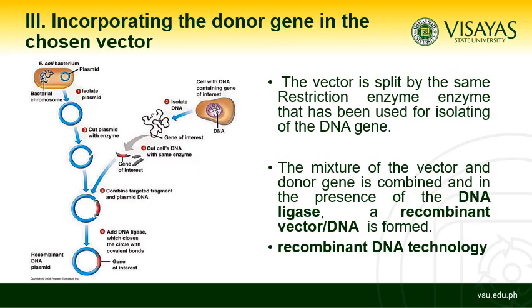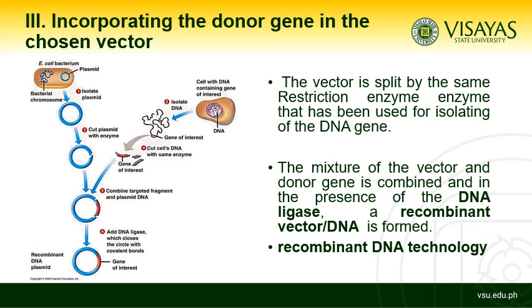So after we have our vector or plasmid, we also have the gene of interest. Now we can incorporate the donor gene in the chosen vector. Once the gene of interest and the cloning vector are ready, we can now start the operation. First of all, before we start anything, we need to prepare the materials. And the very important materials here in DNA cloning are the gene of interest and the vector. In this case, we will look at the plasmid as our vector.